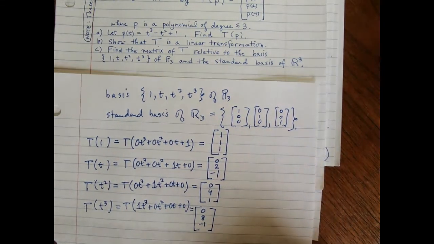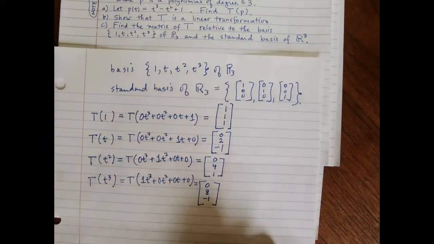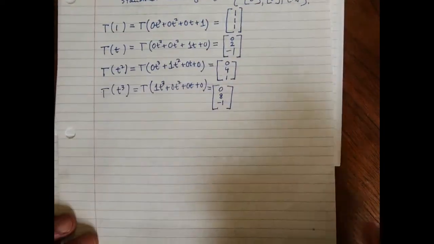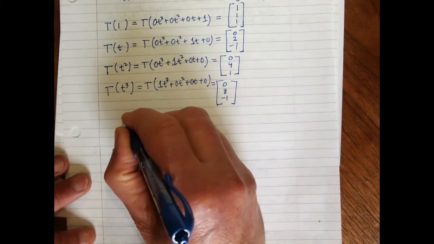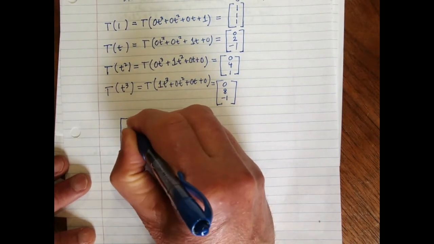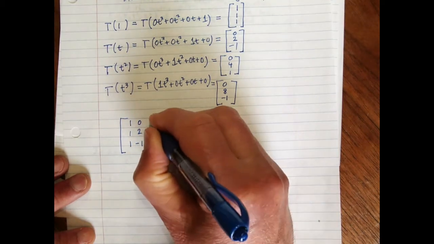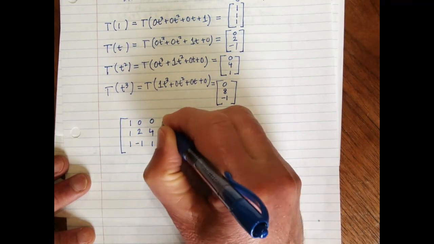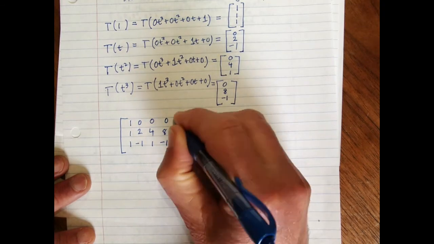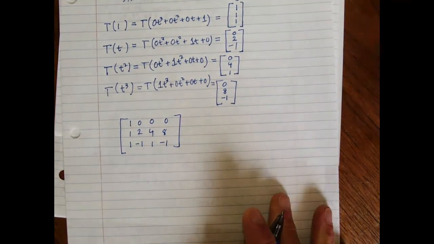Okay. Now, again, that really is all you have to write down: a matrix having these columns: 1, 1, 1, 0, 2, -1, 0, 4, 1, 0, 8, -1.